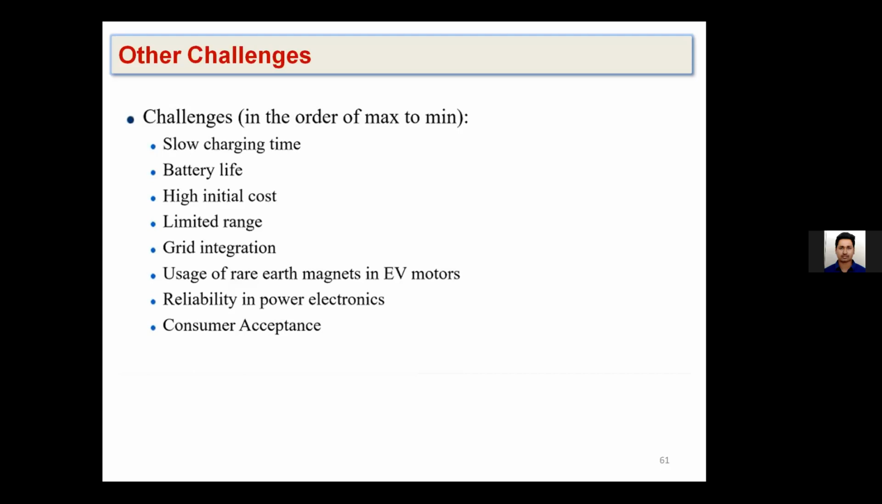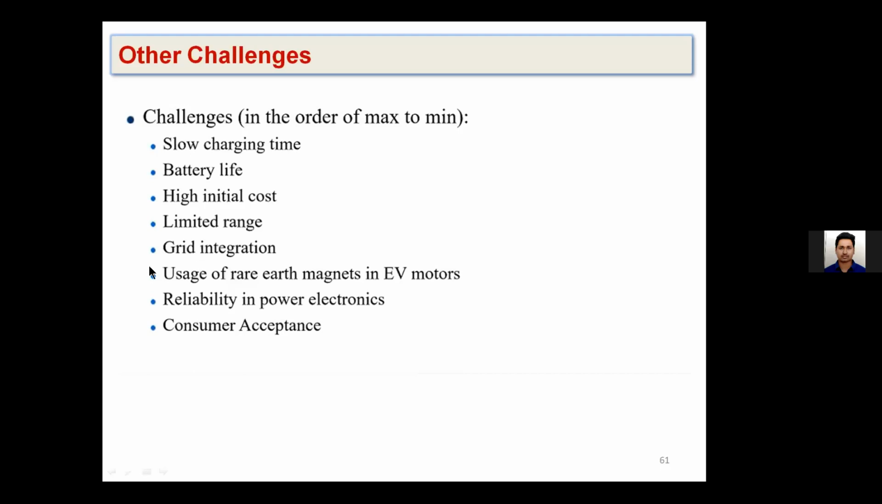High initial cost. The cost of EVs in the market, if you compare, is more than 10 lakhs. Most of the vehicles are more than 10 lakhs. Even a low-end vehicle itself is 10, 12 lakhs, up to 30 lakhs. Limited range. Of course, now there is an improvement in range. Slowly the range is increasing, but still maybe some 300 kilometers, or a maximum of 500 kilometers, is possible. The maximum range should increase.